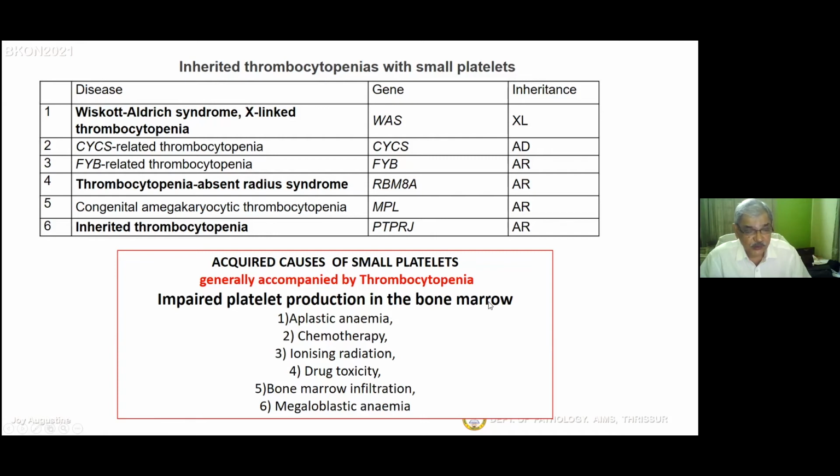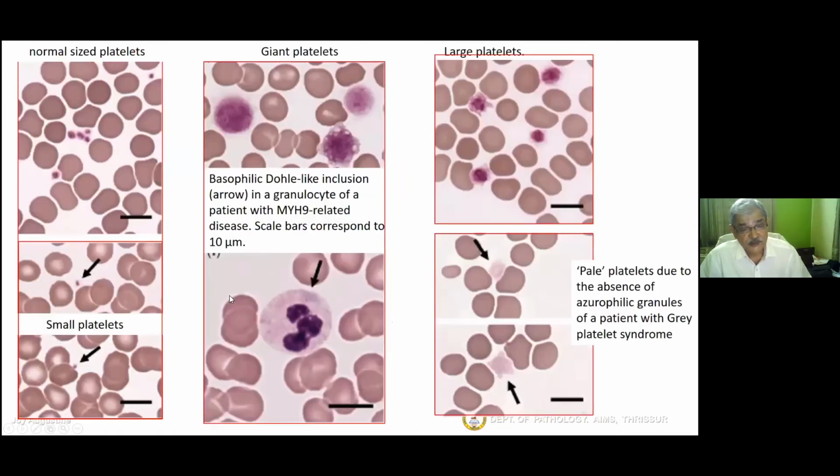We have to be sure about this. And one of these may be the cause. You can get it rarely in megaloblastic anemias. Now, this is just a slide to show you the different sizes and shapes. Small platelet, normal platelets, giant platelets, the May-Hegglin anomaly with the Döhle body in the neutrophils.